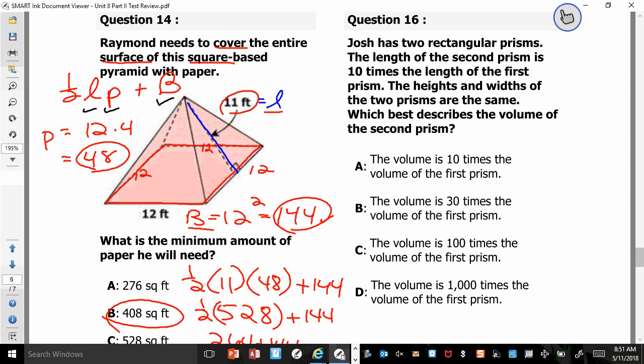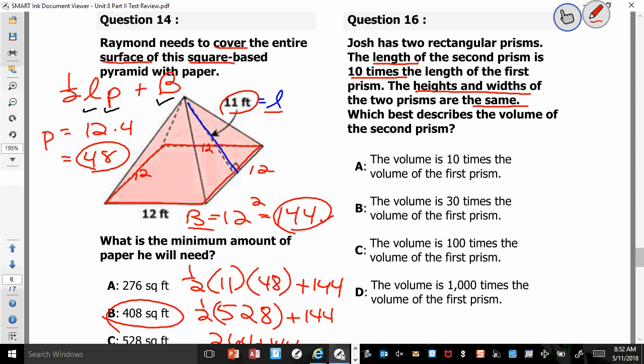All right, 16. Josh has 2 rectangular prisms. The length of the second prism is 10 times the length of the first. The height and width of the 2 prisms are the same. So how many attributes are we changing? The height and the width are the same. So it's just the length that is 10 times greater. So we only change one attribute, so we're only going to multiply it by 10, right?